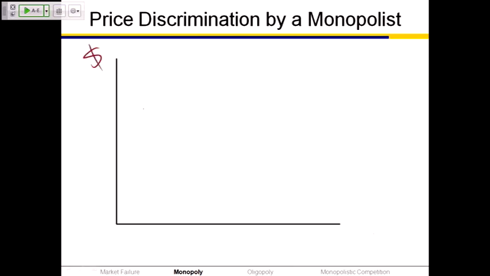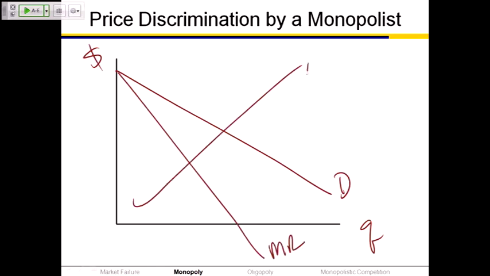So let's draw a picture. Dollars on the vertical, quantity on the horizontal, downward sloping demand curve, downward sloping marginal revenue curve, upward sloping marginal cost curve. It is still the case, even with price discrimination, which means the ability to charge everybody different prices, that they will produce the profit maximizing quantity where marginal revenue equals marginal cost.